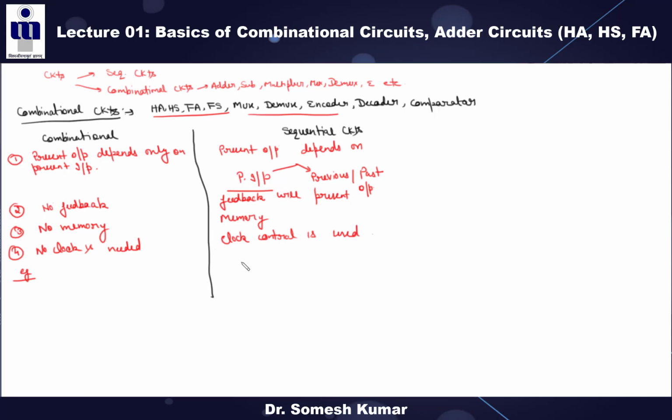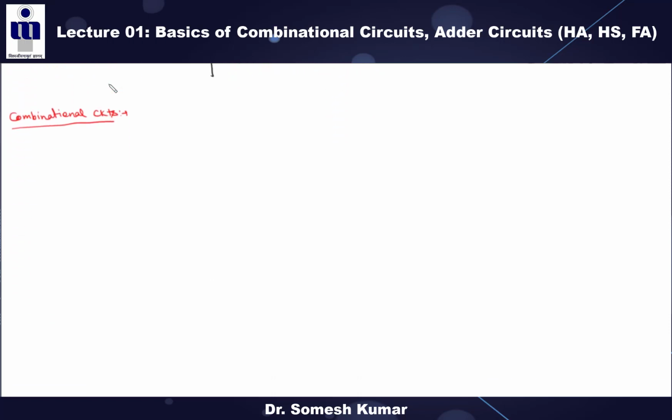Examples I already told you: all these are examples of combinational circuits, while in sequential circuits, examples are flip-flops, counters, registers, etc. So these are the main differences between combinational circuits and sequential circuits. Now we will start the next topic, combinational circuits in detail. For any combinational circuit design, there is a standard procedure you have to follow, whether you want to design the half adder, half subtractor, or full subtractor.